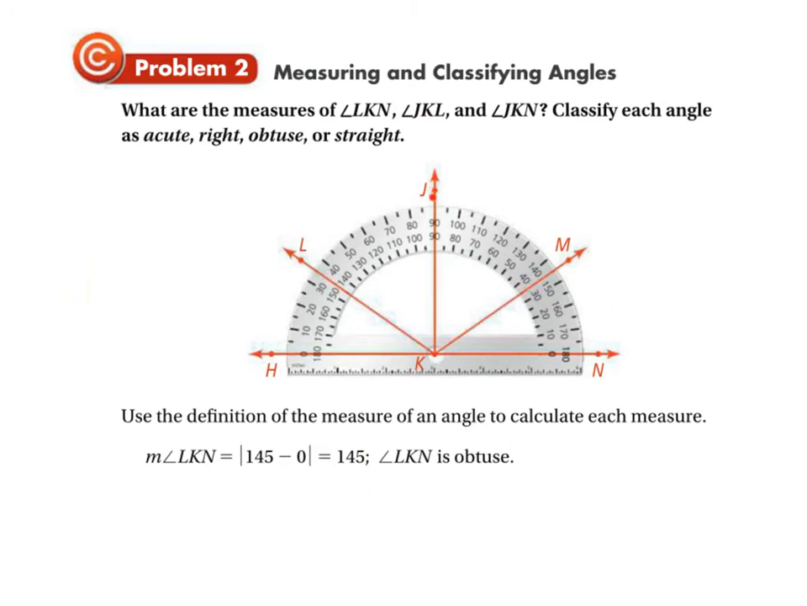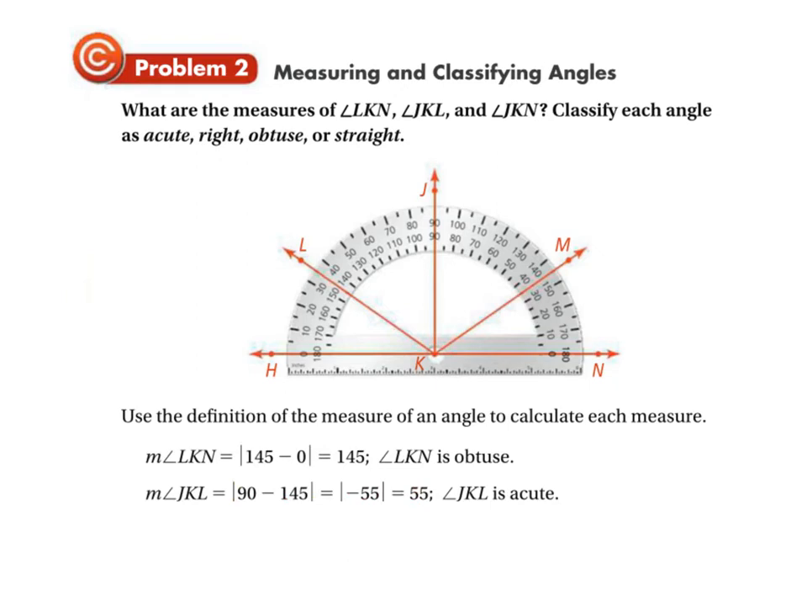JKL, angle JKL right here. I'm not sure which track they're going to use. Let's say if it was at 35 and 90, we could do that, or we could do 90 and 145. What did they use? They used 90 and 145. So 90 minus 145 is negative 55. The absolute value of that is 55. And so that angle JKL is a 55-degree angle.